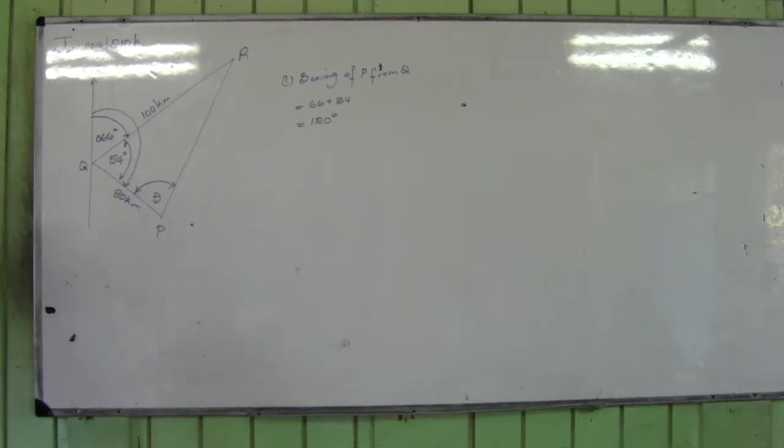We're going to use the sine rule. Sorry, this angle is 54. We need this angle, angle QPR, in degrees. How many marks is this? This is 3 marks.